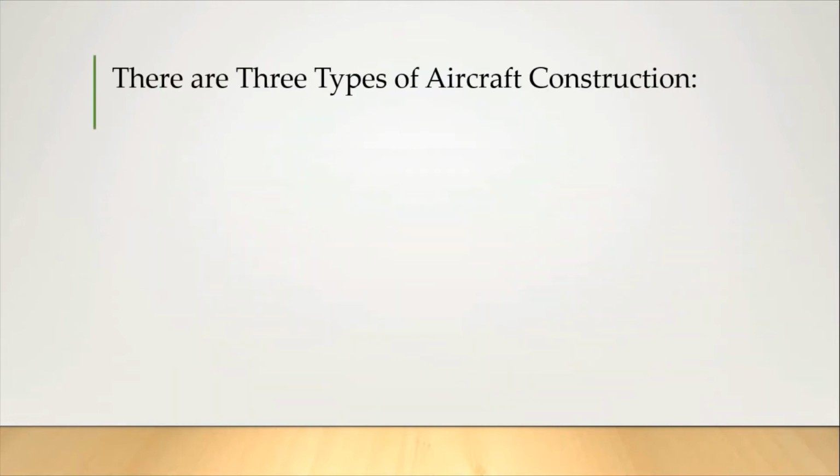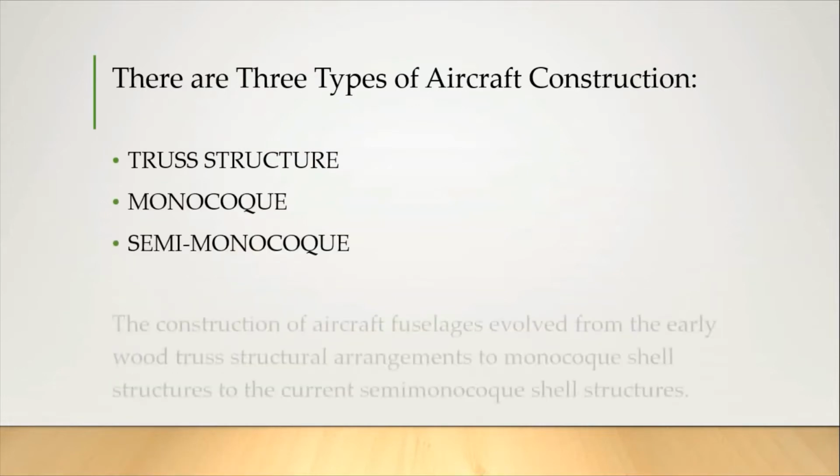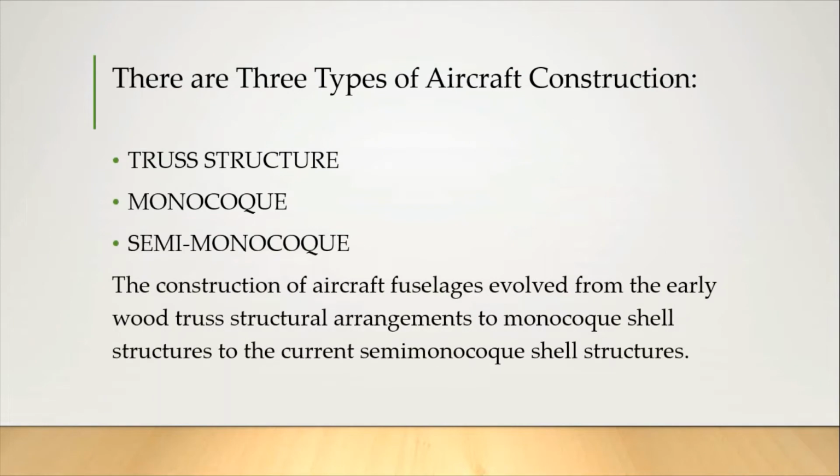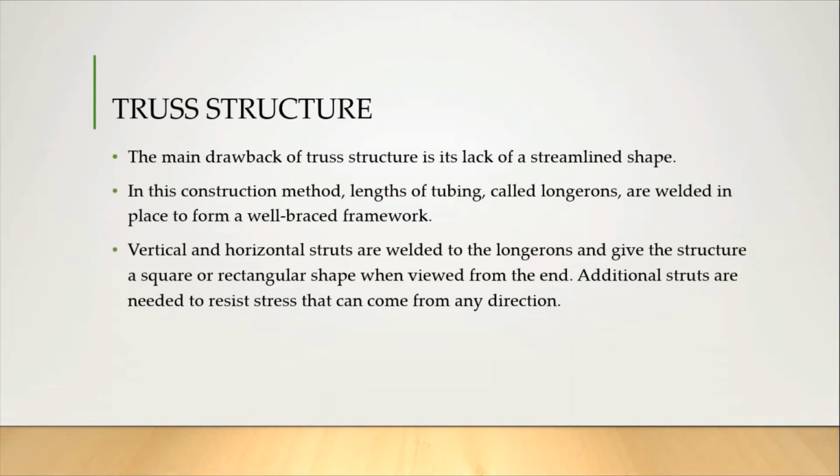So there are three types of aircraft construction, which consists of the truss structure, the monocoque, and the semi-monocoque. The construction of aircraft fuselage evolved from the early wood truss structural arrangements to monocoque shell structures and to the current semi-monocoque shell structures. So first is truss structure. The main drawback of truss structure is its lack of a streamlined shape.